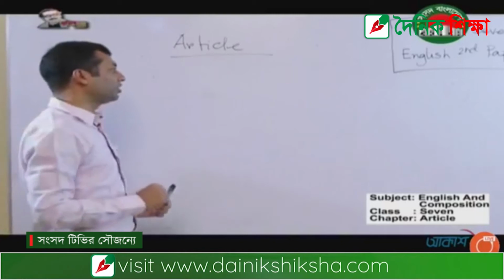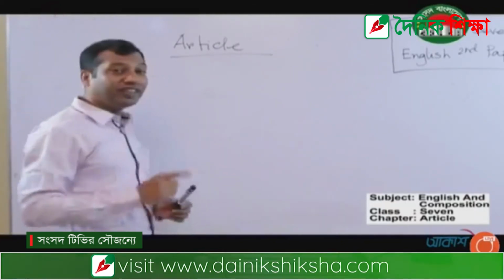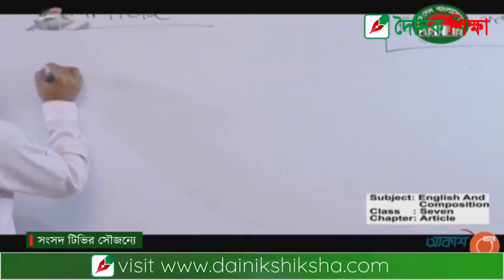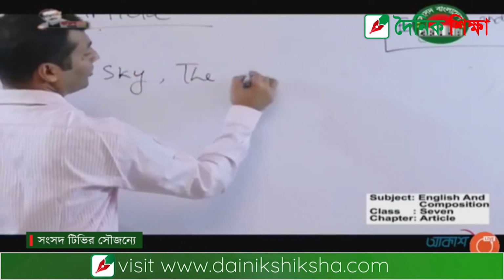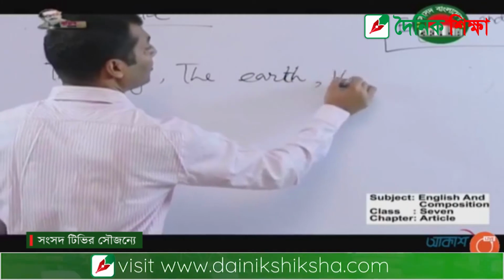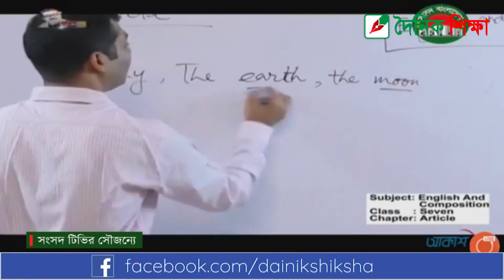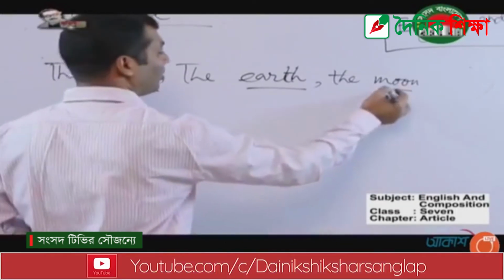There are some things which are unique in their position in the world. These unique things always take the article before them. For example, the sky, the earth, the moon. So these are the things which are unique in their position in the world, and these names always take the article "the" before them.